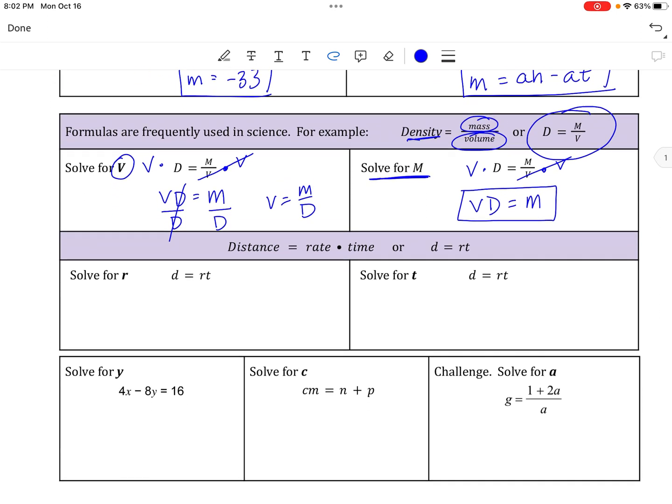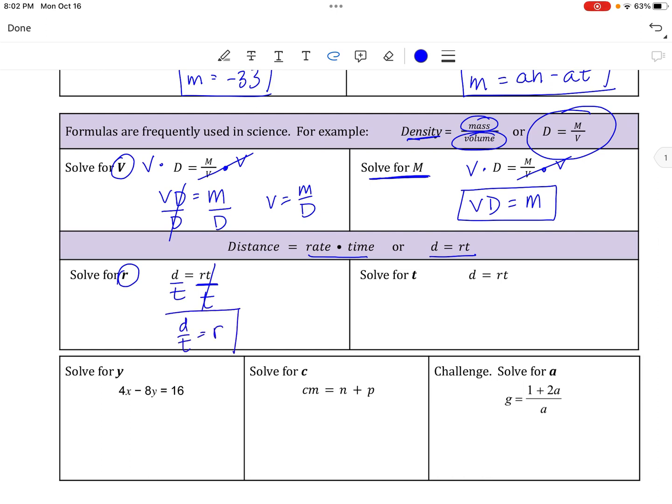Okay, here's another common formula. Distance equals rate times time, or d equals rt. So if you know your speed and how long you've been driving or running, you can multiply the two together to find out the distance, how far you've run. So what if we wanted to solve for rate, for r? We want to get r by itself. Well, right now r is multiplied times t, so we have to do the inverse of multiplying times t, which is dividing by t, which will cancel. And then we get r equals d divided by t, like so.